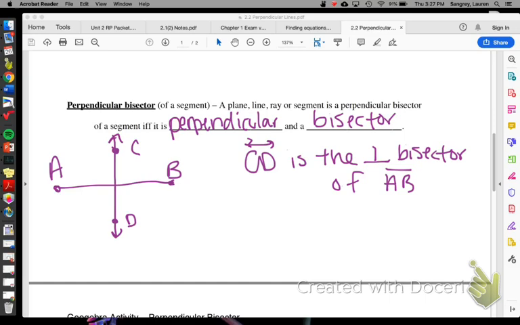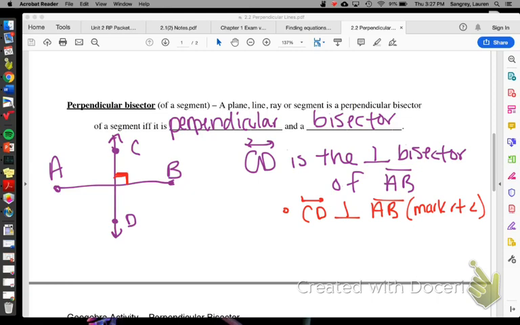So the perpendicular part means that CD is perpendicular to AB. So we want to mark the right angle in the picture. So I did that in red. So let's make a little note. Mark the right angle.